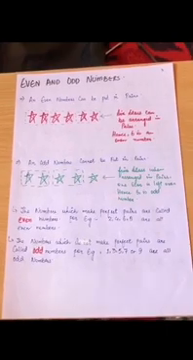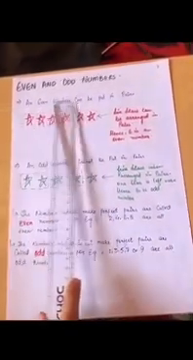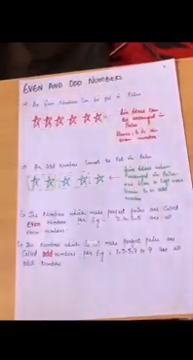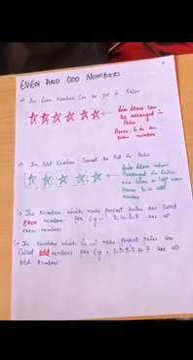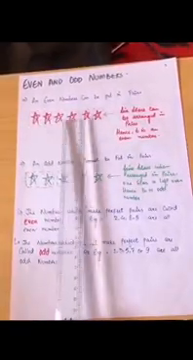Odd and even numbers. First, we'll take even numbers. Even numbers can be put in pairs. So if we want to know what the even number is, we can put those in pairs. Here you can see 6 stars. 1, 2, 3, 4, 5, 6.